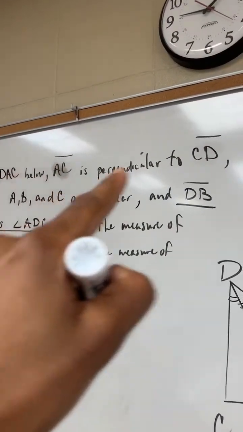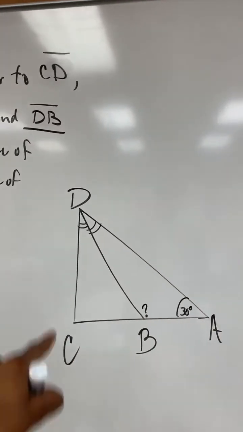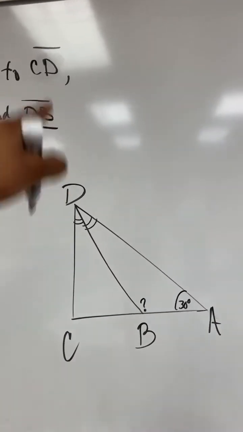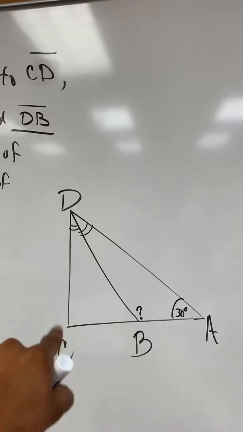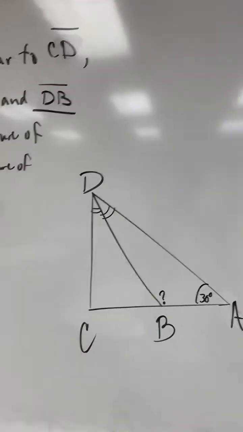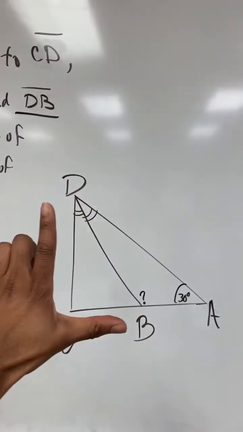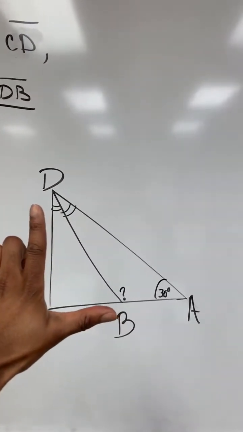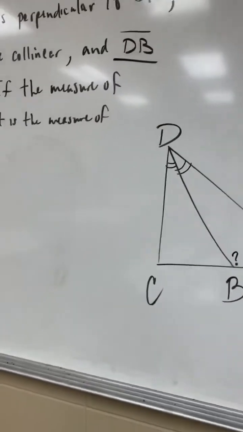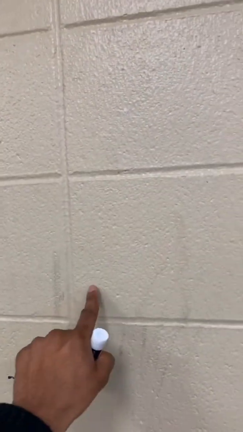All right, so if AC is perpendicular to CD, there goes AC across the bottom, there goes DC up and down. When they meet right there at that corner, they form a 90-degree angle. Remember, 90-degree angles are something that we should all be familiar with. They make an L shape. So anytime you see that L shape, you know you have a 90-degree angle. They're everywhere.